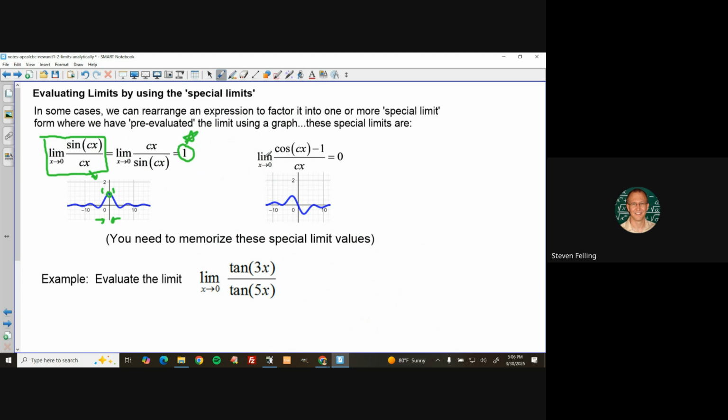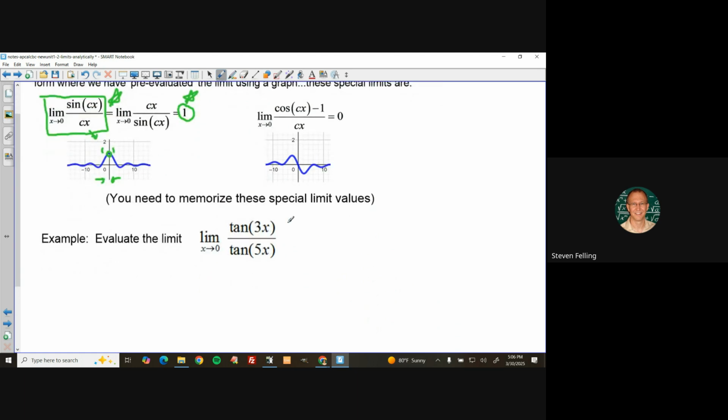And occasionally this one is helpful as well. If you graph this particular structure, cosine of any constant times x minus 1 over that same constant times x, that's equal to 0 because of the curve shape. We're asking people to memorize these two cases, but particularly this one is useful. Let's see how we would use that.